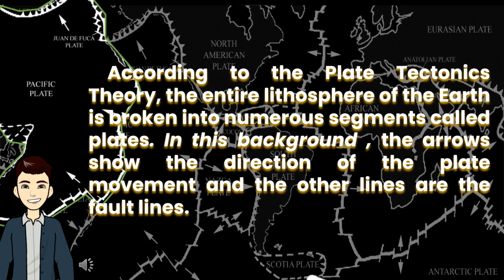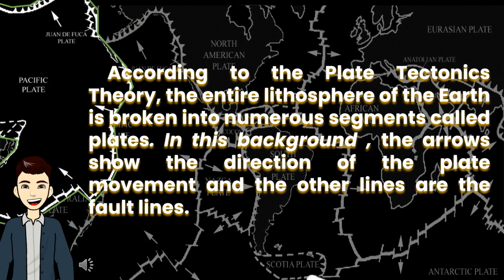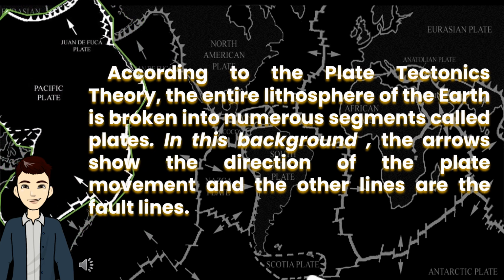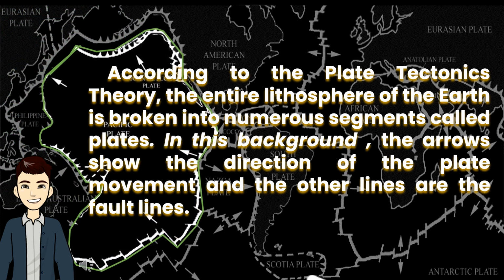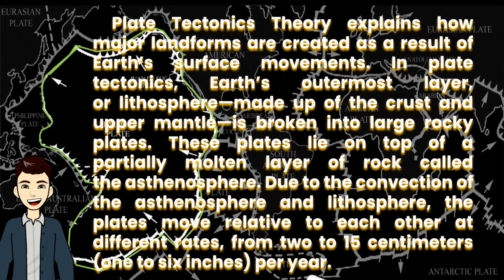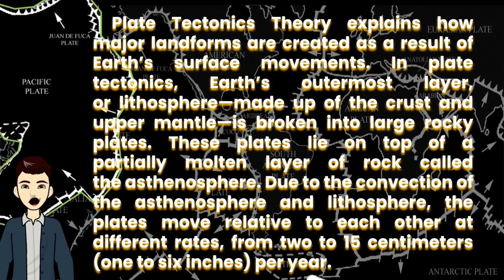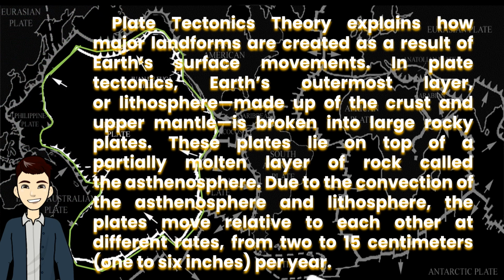According to the plate tectonics theory, the entire lithosphere of the Earth is broken into numerous segments called plates. In this background, the arrows show the direction of the plate movement and the other lines are the fault lines. Plate tectonics theory explains how major landforms are created as a result of Earth's surface movements.